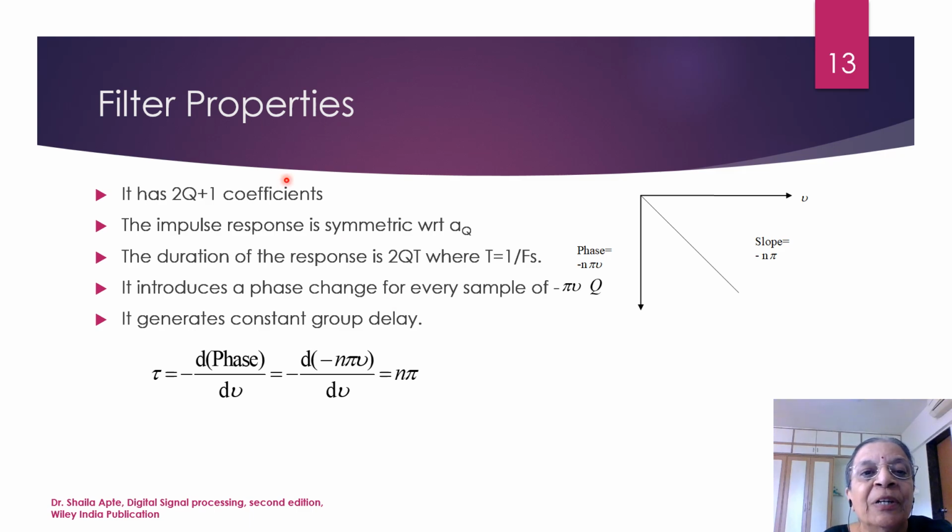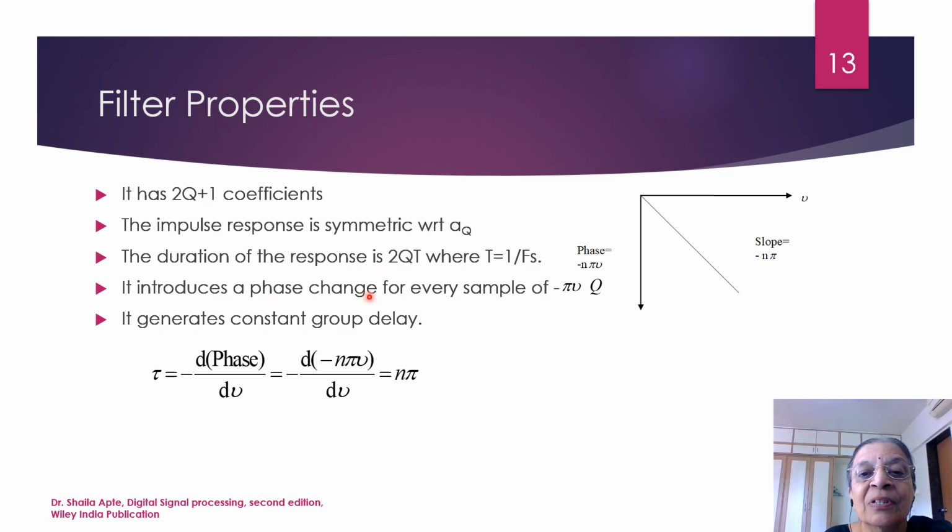Now, what will be the filter properties? The filter will have 2q plus 1 coefficients, because q on the left-hand side, that is the negative side, q on the positive side, and the center 0 coefficient. The impulse response will be symmetric with respect to a of q now, because when we shift, we introduce a delay of q samples. a of q will be the center value. The duration of the response will be 2q times T, where T is the sampling time interval, T equal to 1 upon Fs. So we can calculate what the response of the filter will be. This is a finite impulse response filter, with finite duration that you can calculate.